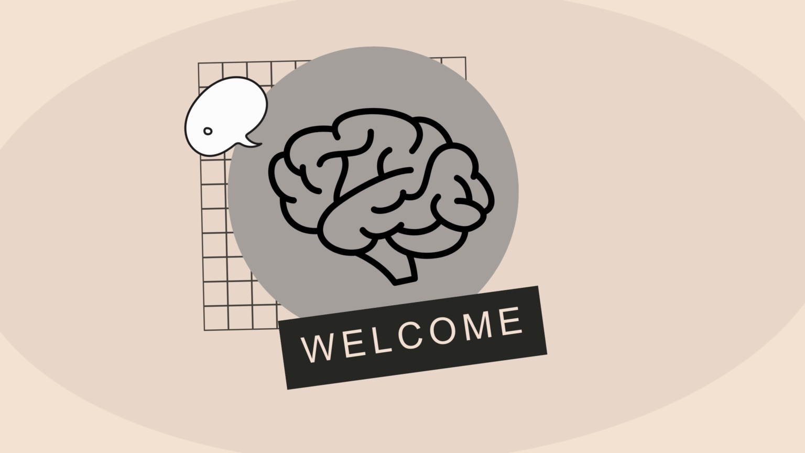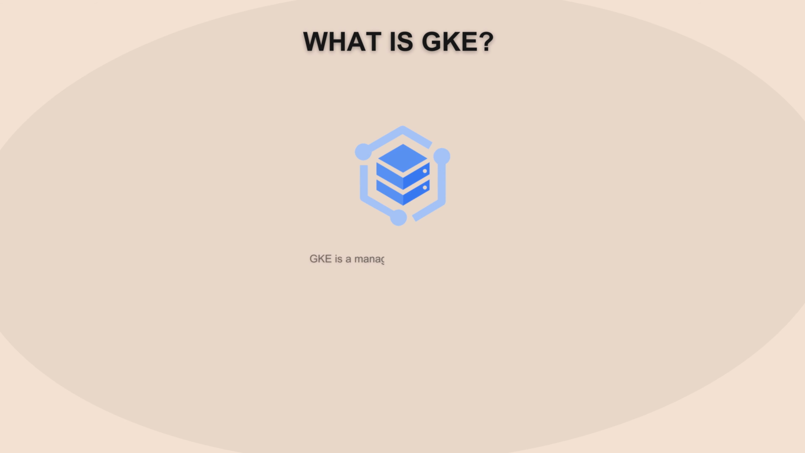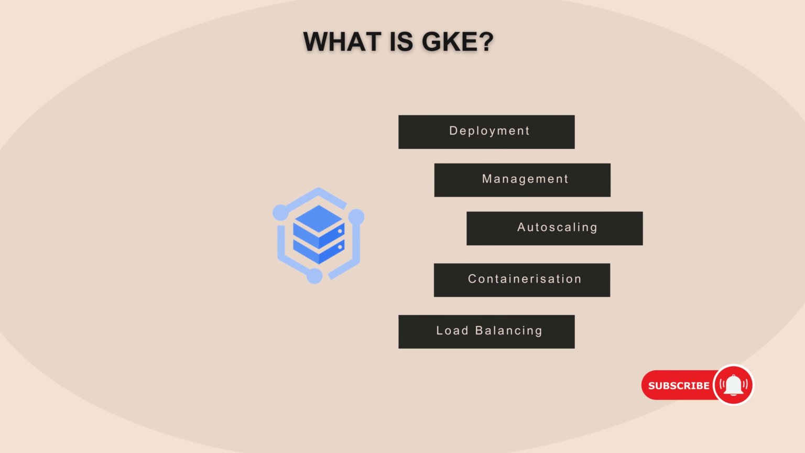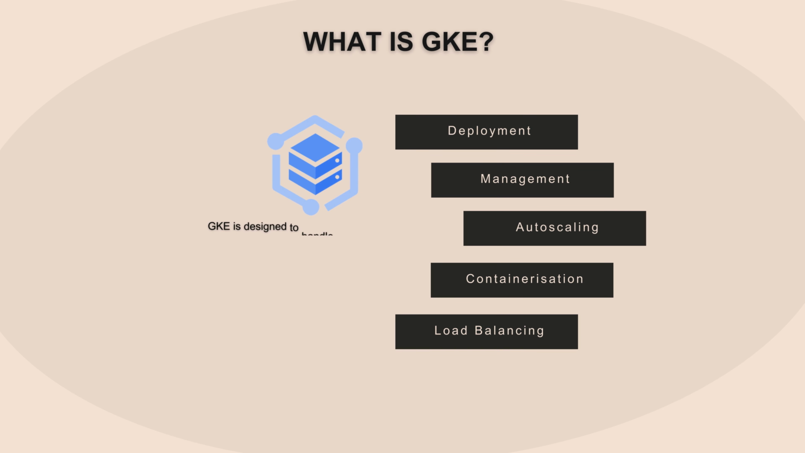Welcome to the future of container orchestration with Google Kubernetes Engine. Let's embark on a journey to explore the incredible capabilities of GKE. Google Kubernetes Engine is a managed Kubernetes service that simplifies the deployment, management, and scaling of containerized applications using Kubernetes, the leading container orchestration platform. GKE is designed to handle complex, distributed applications with ease, providing robust features and integrations to enhance your cloud-native journey.